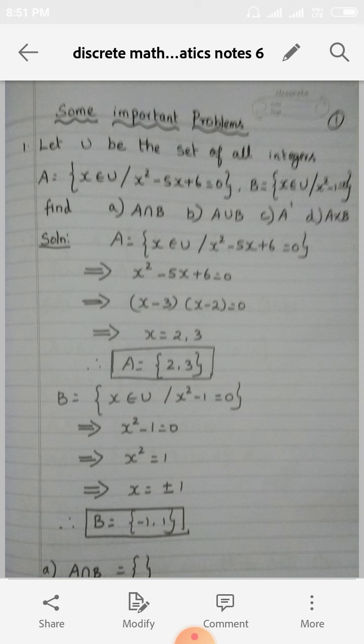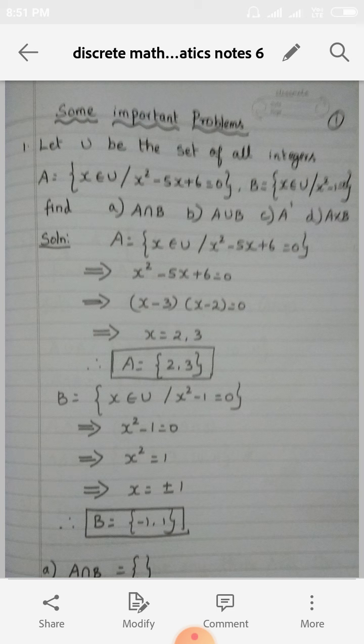Let A be the set. A is equal to the set of all x belongs to U such that the equation x square minus 5x plus 6 is equal to 0. And B is equal to the set of all x belongs to U such that x square minus 1 is equal to 0. These are the sets A and B given. We have to find A intersection B, A union B, A dash, and A cross B, that is, the Cartesian product.